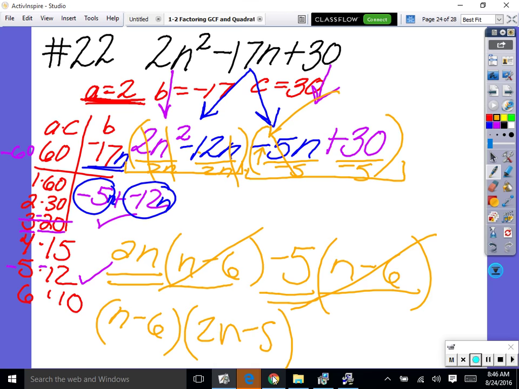Now I'm going to have you look with me. That's the factored form, right? Aren't we done? Isn't that the product of 2 linear factors? We're done. That wasn't too bad, right? You'll get way quicker at that.